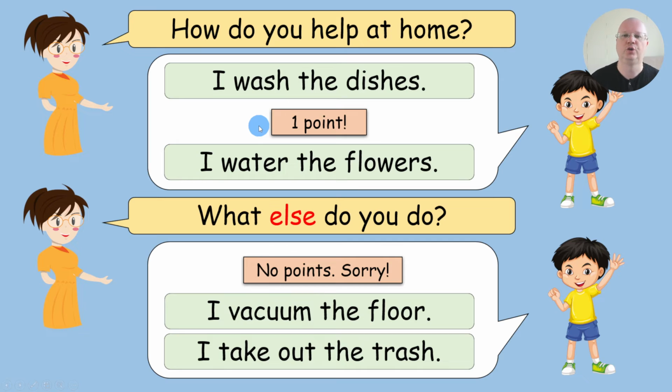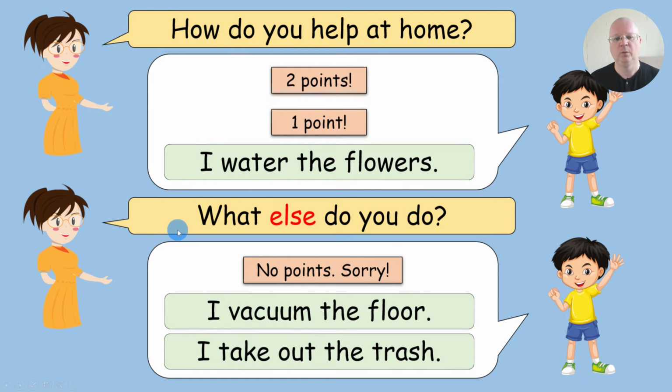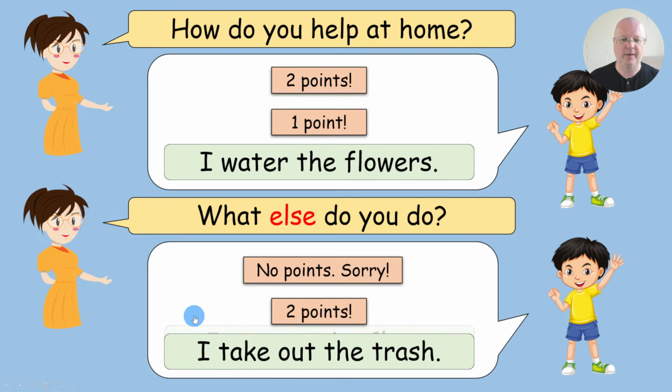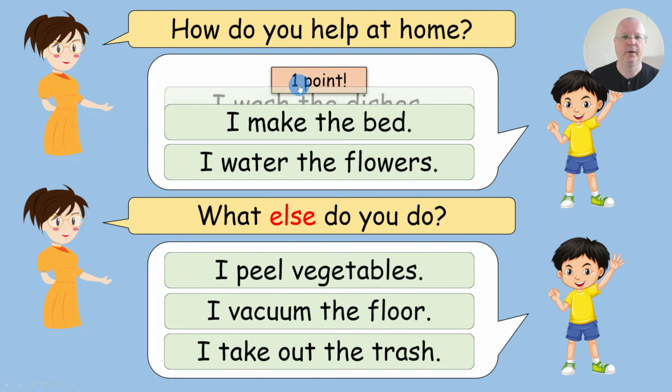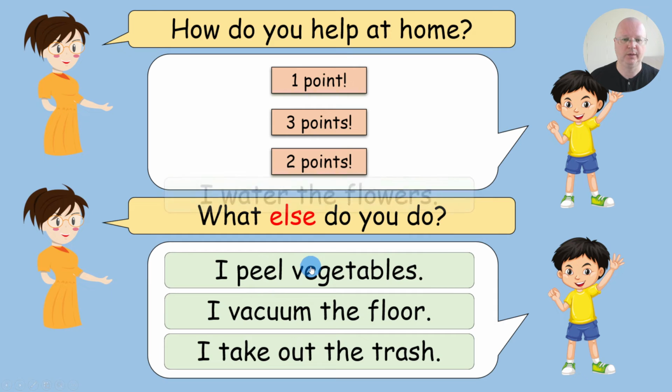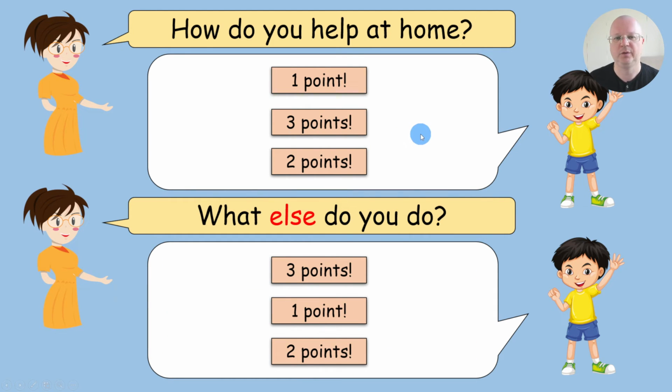And then you invite 2 students from the other team to stand up and they do the same. How do you help at home? I wash the dishes, 2 points. What else do you do? I vacuum the floor, 2 points. That team is very lucky. That team got 4 points. And then you do one more time. You do it one more time with the 2 teams, yeah? And when we click on the rectangles, we can see these points. So you see, actually the points are distributed equally.